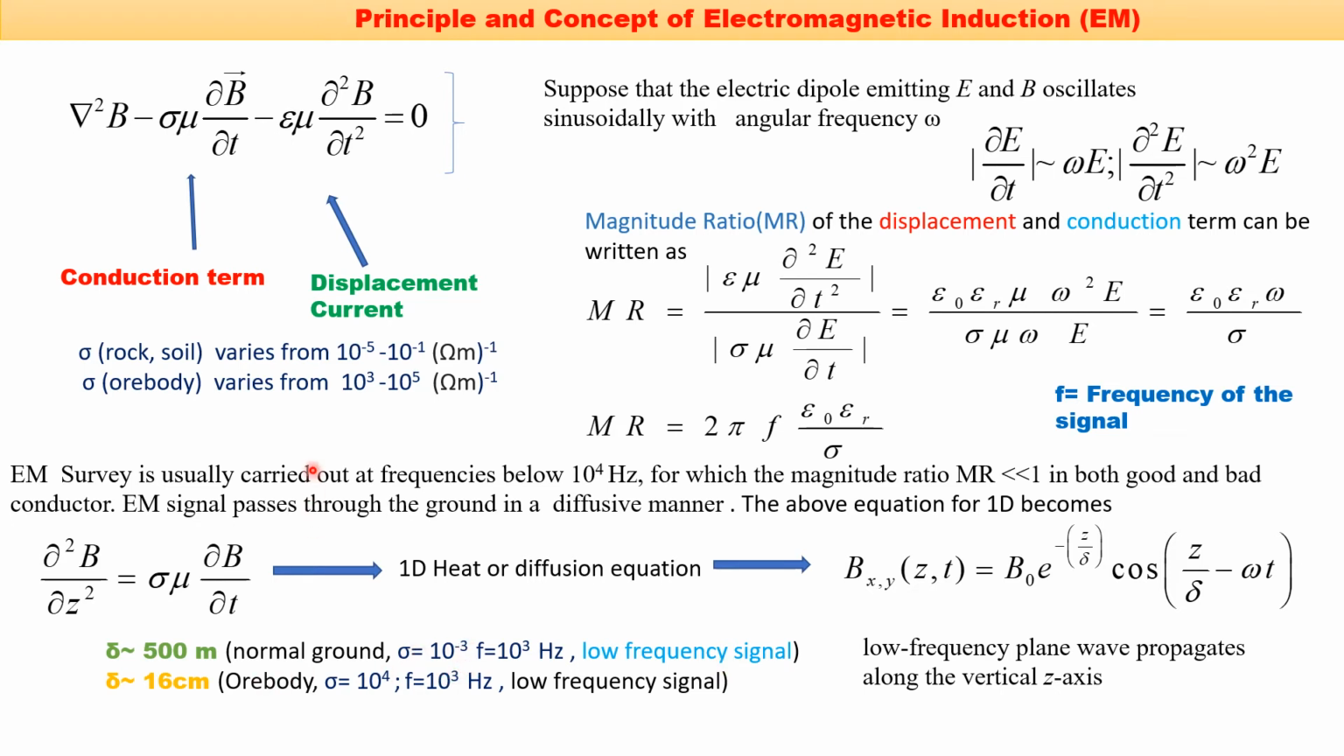But in an ore body, the frequency term root over 2 by mu sigma omega can be very high. So inversely, the denominator term will be very high, and the conductivity in an ore body is also very high, in the 10 power 3 to 10 power 5 range. With the same frequency, the skin depth will be very low. That means the wave in an ore body diminishes or attenuates very rapidly with the same frequency as in the case of normal ground.